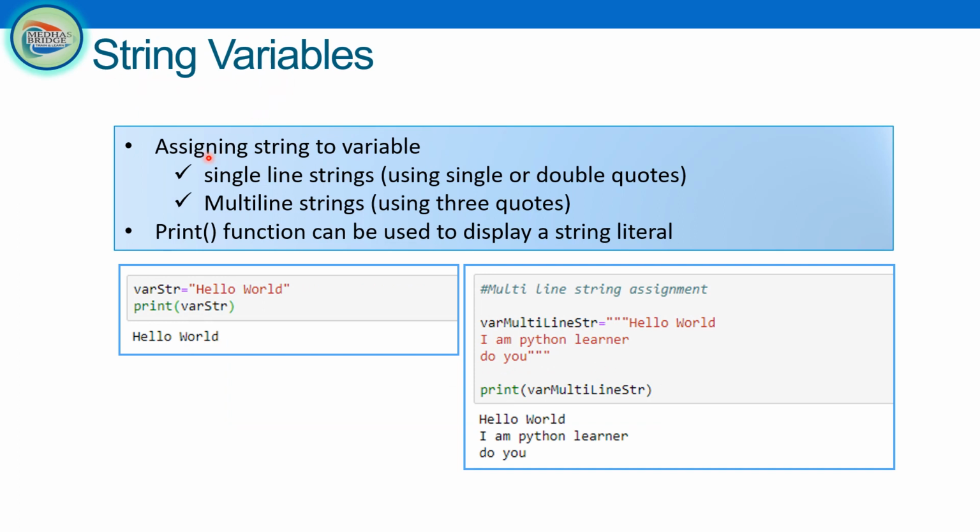String variables. String variables assigning string to variable. Single line strings, multi-line strings. Here is an example. Hello world is a single line string assigned to a variable and print it. What we get is single line string hello world. Similarly, multi-line string is also assigned to a variable and is enclosed by 3 quotes. If you print it, we will get multi-line string as output.